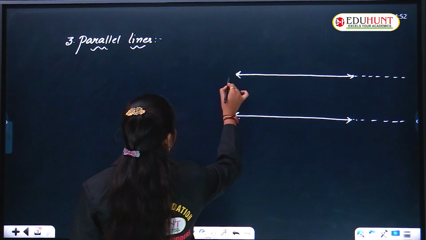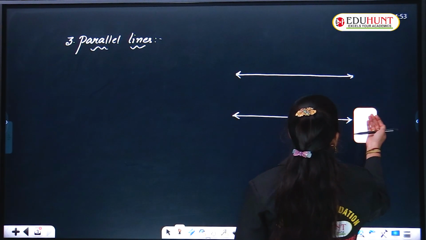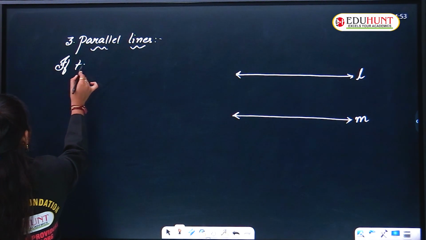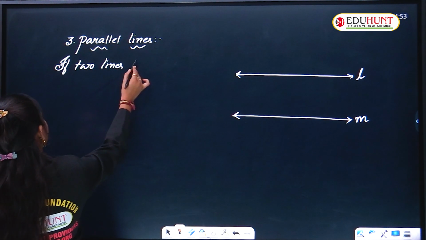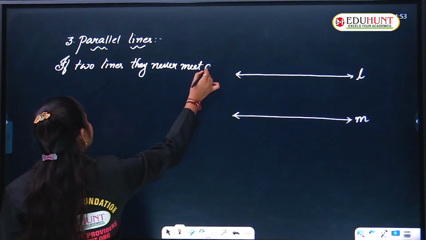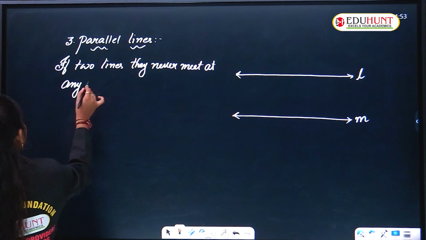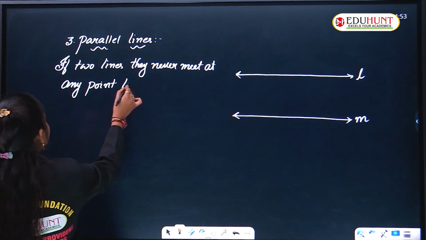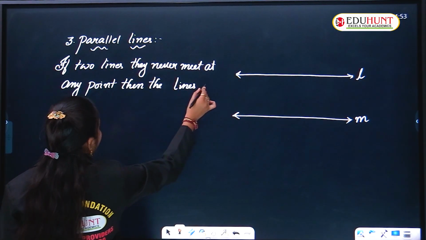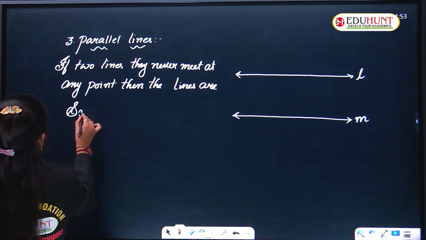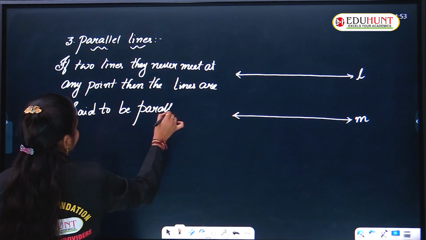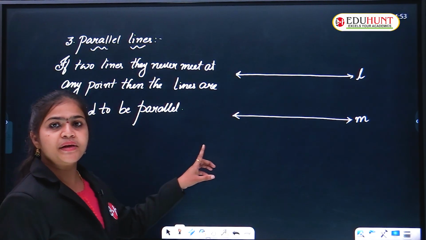If two lines L, M never meet at any point, then the lines are said to be parallel. Understood, ma? Which means they never meet at any point.